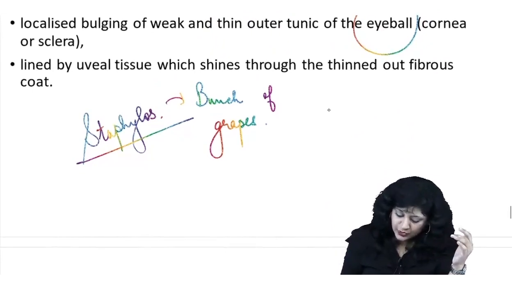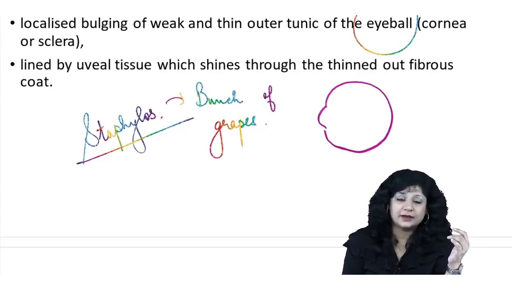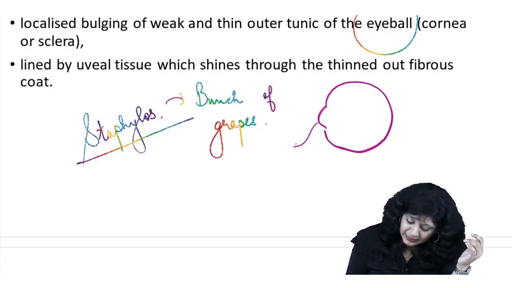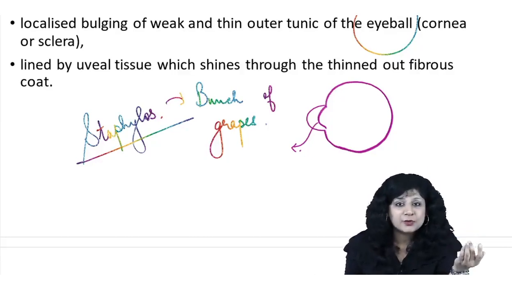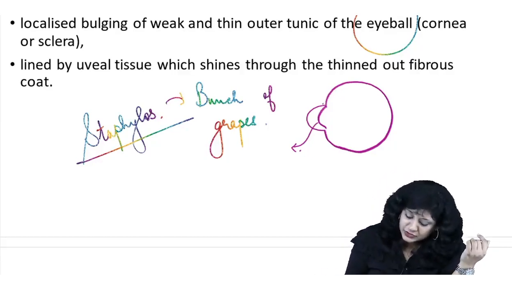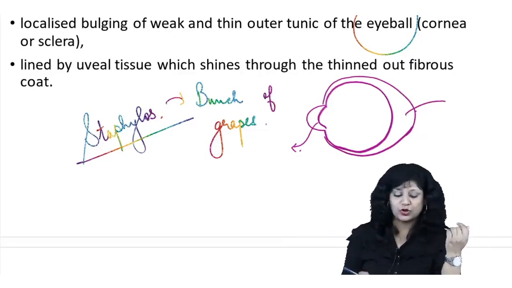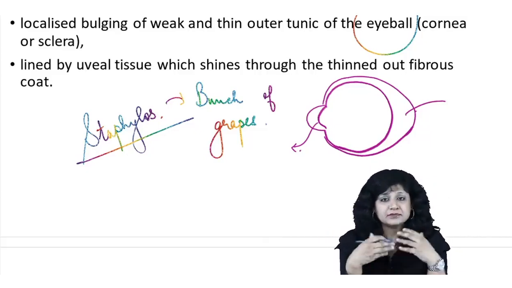So suppose you have this eyeball, and this is your outer coat of the eyeball, the fibrous coat. If I am getting thinning and weakening of the cornea, the cornea will be bulging out, something like this. Then this is a staphyloma. Similarly, if I have a degeneration in the sclera and the sclera is bulging out posteriorly, then this is also a staphyloma. Now what are the consequences?